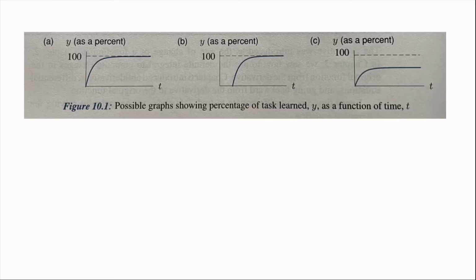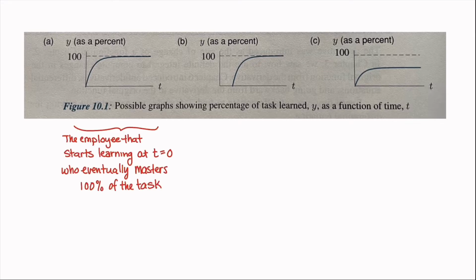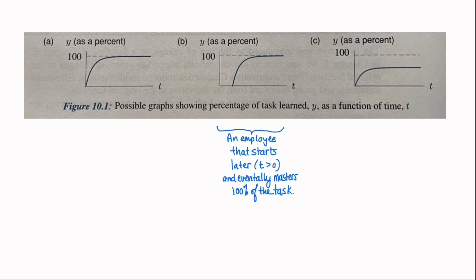Consider some possible graphs showing the percentage of a task learned, y, as a function of time, t. If we look at these three examples, in the first graph, it shows an employee starting out at time equals 0 and eventually reaching 100% mastery. Whereas, if we take a look at the second graph, we notice that it is an employee that started a little bit later, time greater than 0, and eventually reaches mastery level of 100%.